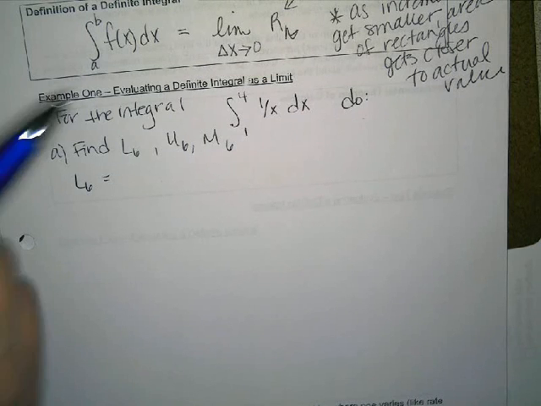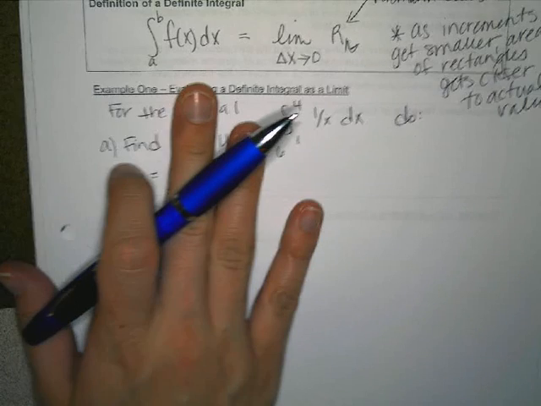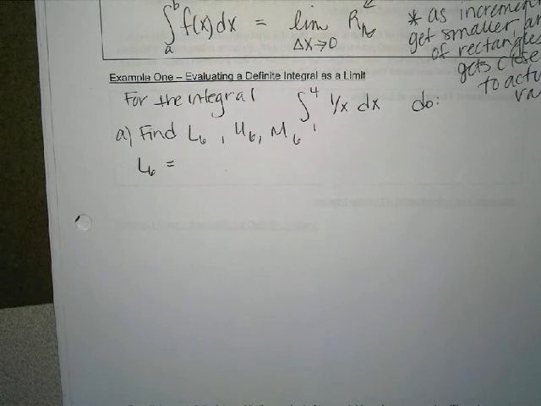What's the stuff on the left? I think I missed some. L6. Oh, duh. Okay, so we have L sub 6. Now, what do you think the 6 means? Number of increments, or number of rectangles we're going to draw in, right?